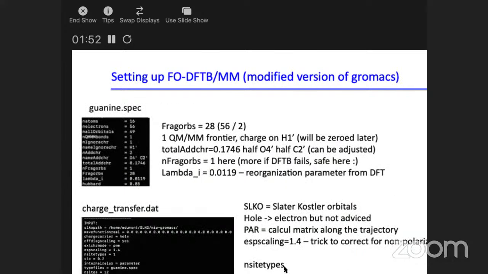You should be able to find in the directory guanine.spec, which is to specify guanine as a fragment. We can look together at the charge transfer file, which is to parameterize the charge transfer. Once you are in this directory, we can have a look together.